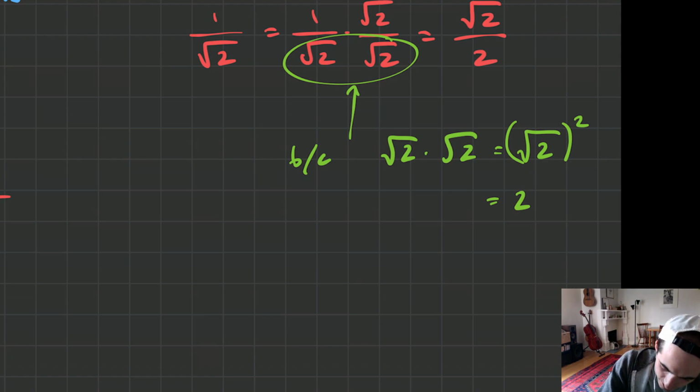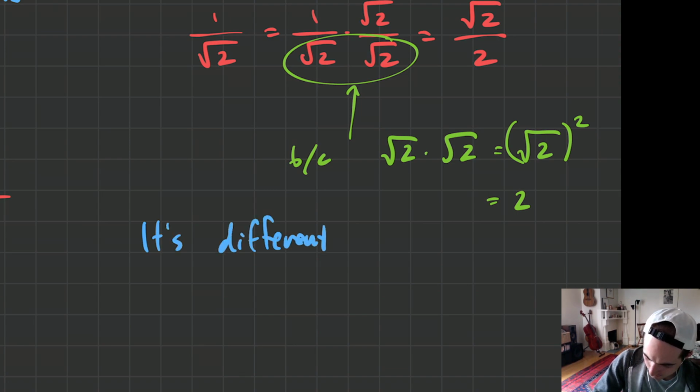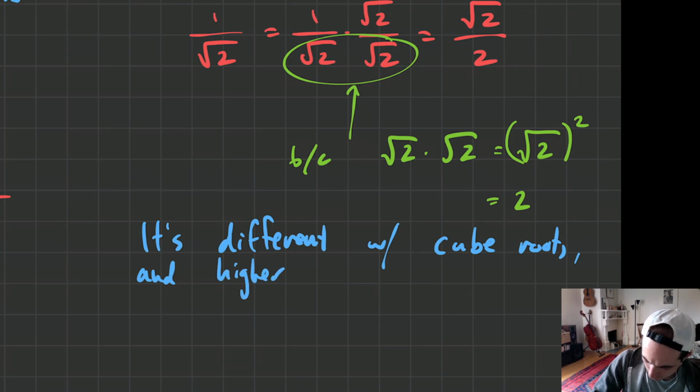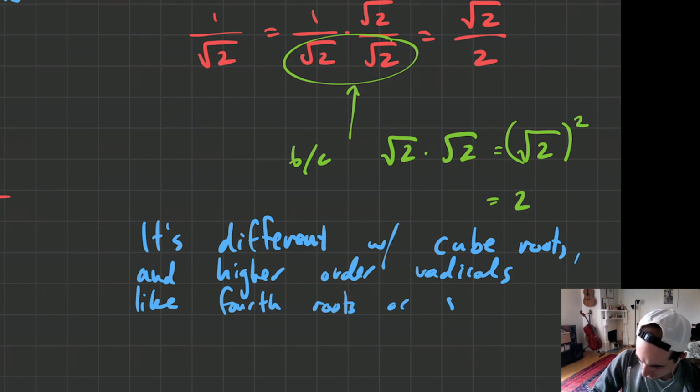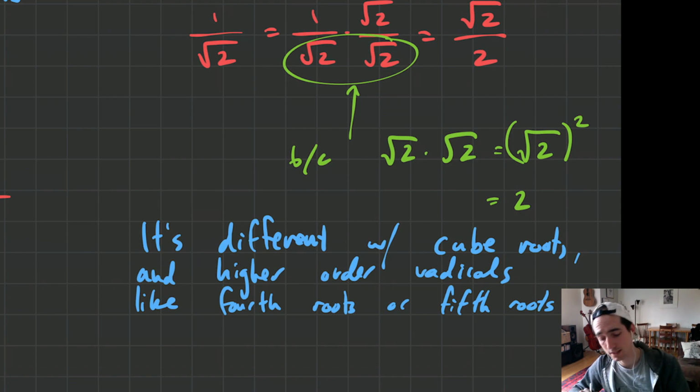Now, this is a little bit different with cube roots. And I should say, with higher order radicals like 4th roots, or 5th roots. It's different. We can't just multiply by itself again. Okay, so let's think about that for a second.